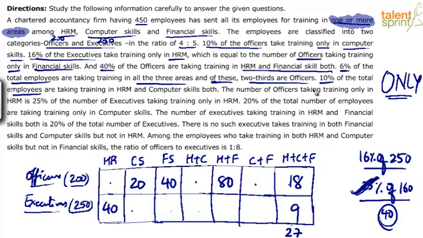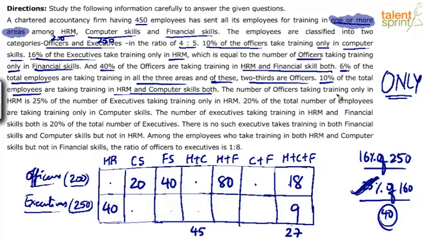Next point, 10% of total employees. 10% of total employees are how much? 45, right? 10% of 450 is 45. They are taking training in HRM and computer skills both. 45 is in HRM and computer skills both. But which is how much? We don't know. So we'll write total as 45.